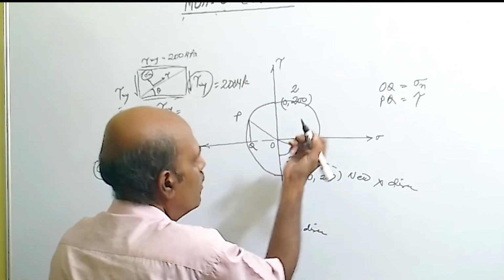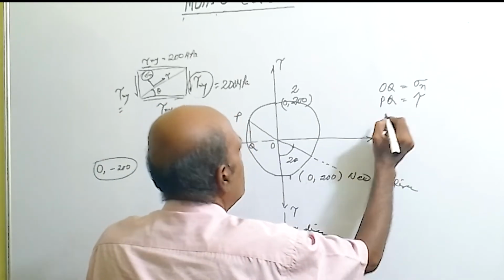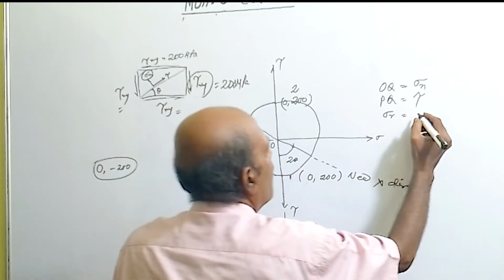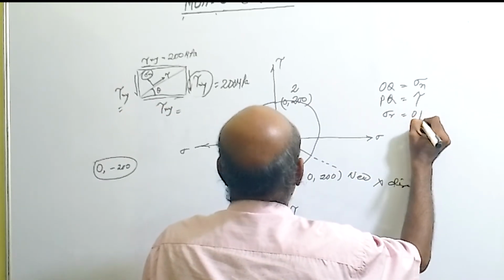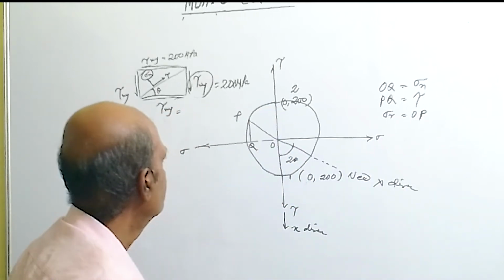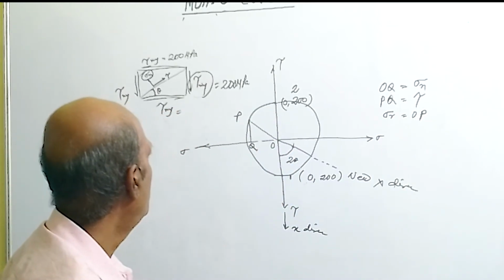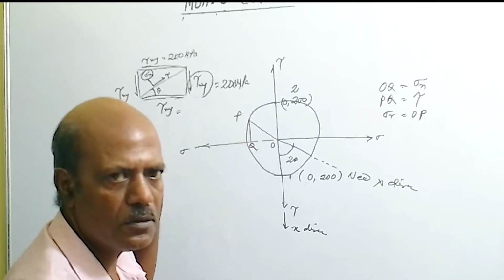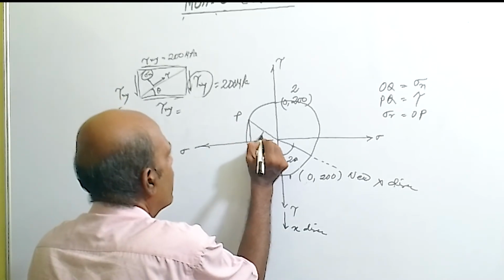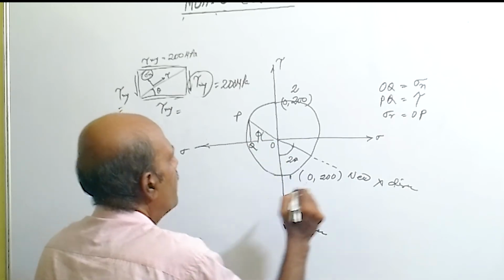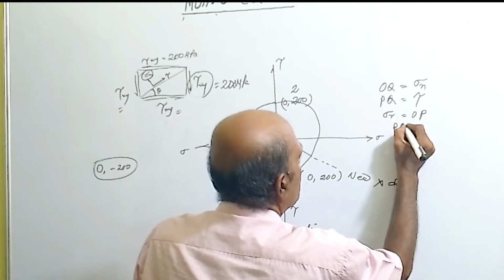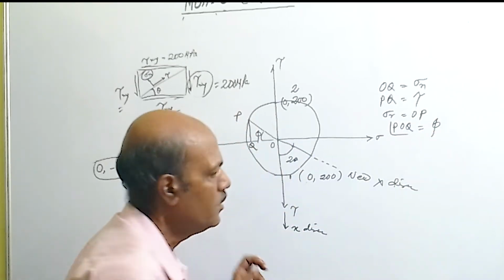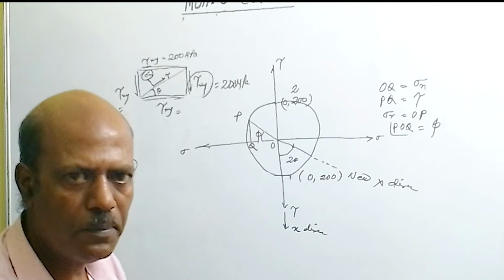Join OP. So sigma r is also equal to OP. It is already joined, so no need to join. And this angle will be phi, that is, the POQ angle is known as the angle of obliquity. So this is the solution of this problem.